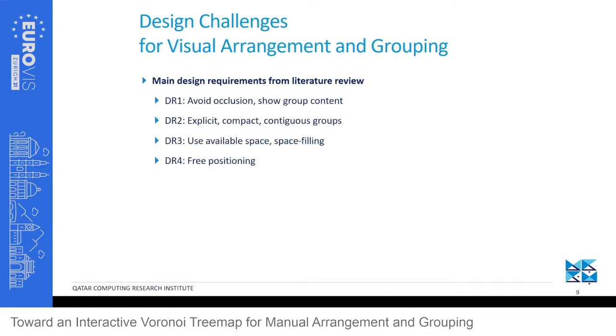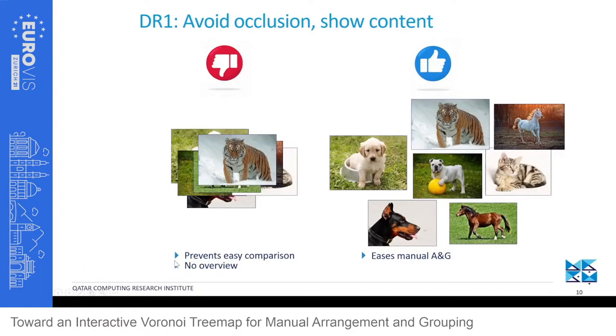So what are the design challenges to create a visualization that supports arrangement and grouping? There are four of them from a literature review. Why do we want to avoid occlusion? As you see on the left, when you have occlusion, you do not see all the images at once, so you have no overview, and it prevents easy side-by-side comparison of images. On the right, we have an example where it's easier to arrange and group objects because we can see all of them at once.